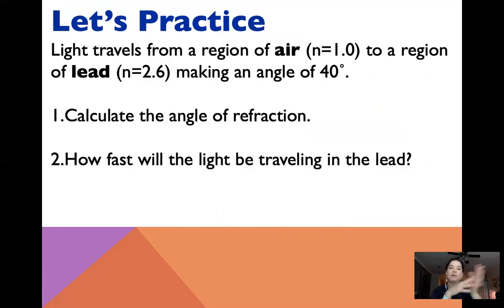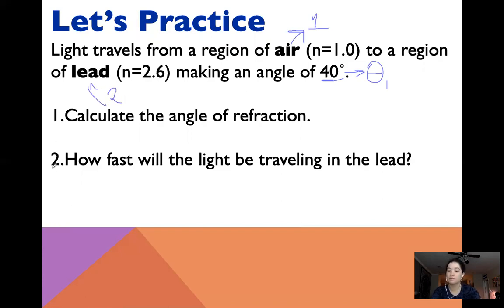So here we go. We've got light traveling from air to a region of lead, making an angle of 40 degrees. The first thing we're going to do is calculate the angle of refraction. So this angle that I provided, 40 degrees, is my angle of incidence. I'm going to call it angle 1 because angle 1 is my angle of incidence. We're traveling from air to lead. So this is my first substance. This is my second substance.